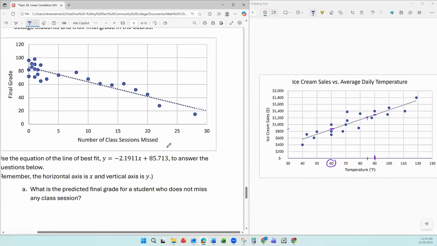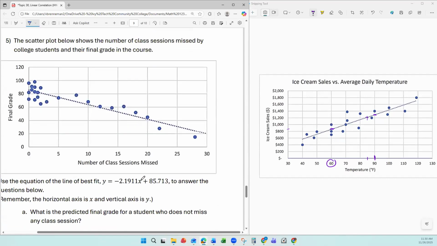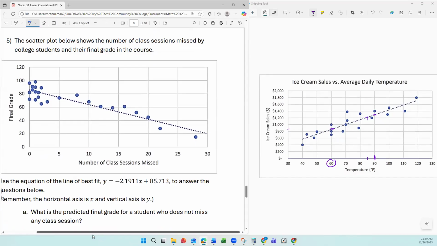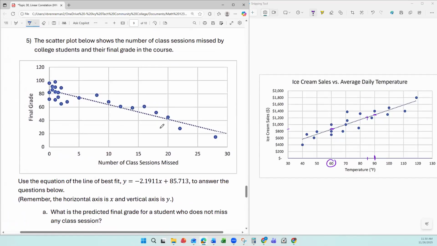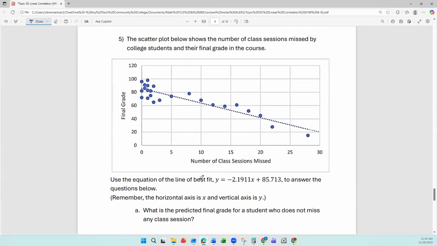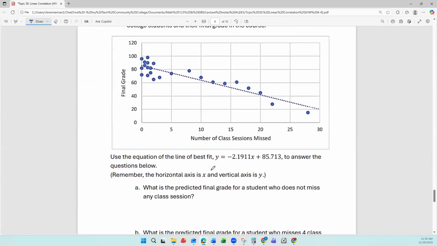Okay, then we have a second scatter plot here. This is students' number of class sessions missed and final grade. Each point now represents an individual student. And we're told to use the equation of the line of best fit, so we're using the equation for all of these questions. So y equals negative 2.1911x plus 85.713. The x is the number of class sessions missed, and y is the grade.